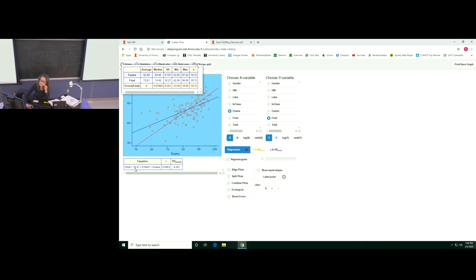We got the finals equal to 18 plus 0.67 times the exams. We got for our standard deviation of the errors 8.24, very close. So that's the idea. And here's the errors. The average is 0. There's the standard deviation. And there were 107 students.